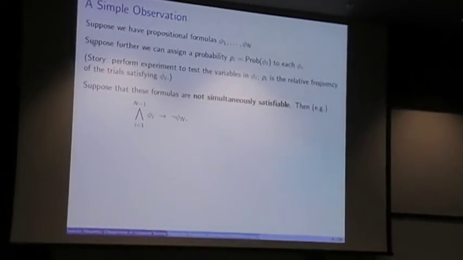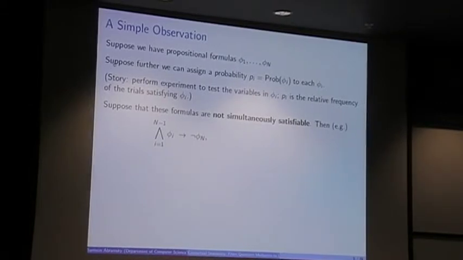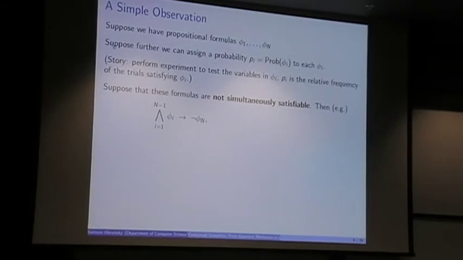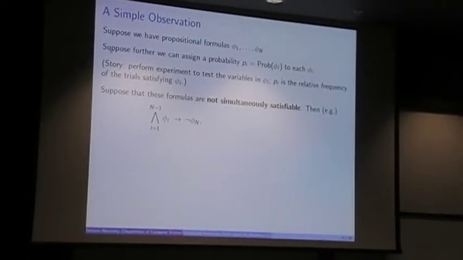So suppose that these formulas are not simultaneously satisfiable. We're just in classical propositional calculus here. On an operational level, these are very basic events that we do with looking at registers and so on. So there's no reason to consider anything else. Then, of course, any n minus one of them must imply the negation of the other one. So in particular, the first n minus one must imply the negation of the last. Any truth assignment making the first n minus 1 true must make the last one false. If that wasn't the case, then they would be simultaneously satisfied. Okay? So it's just logic 101.